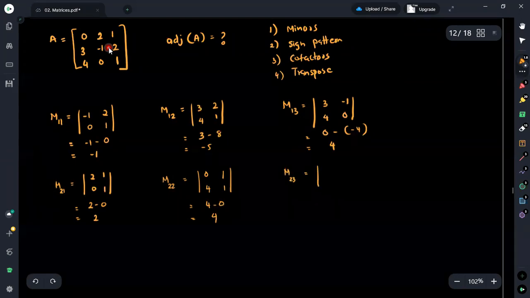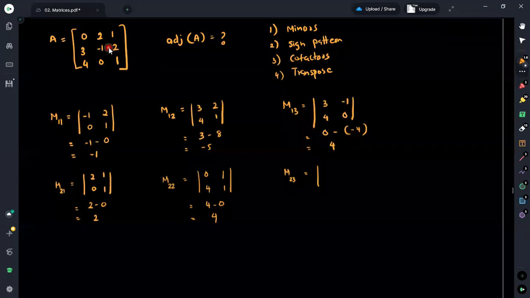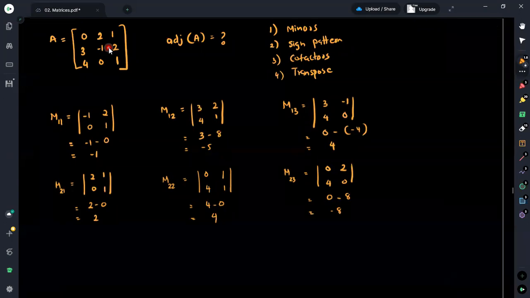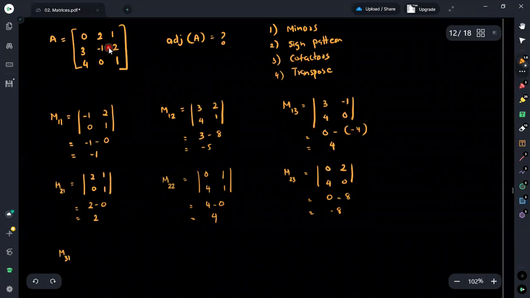M23, second row with third column. Then we'll get this as 0, 2 with 4 and 0. This equals 0 minus 4 times 2, which is minus 8. The value is minus 8. Then in a similar manner we can obtain it for M31.